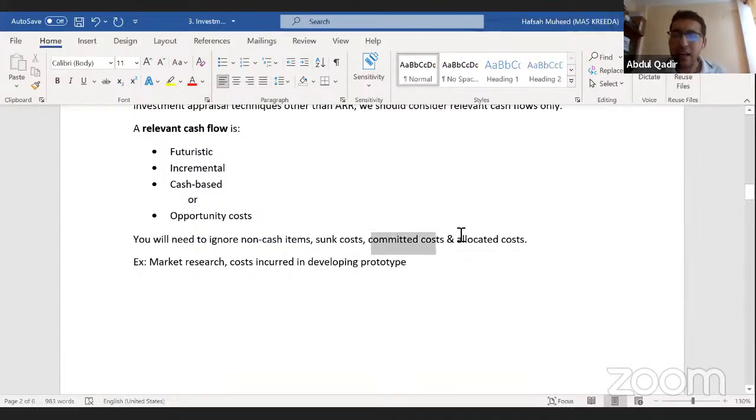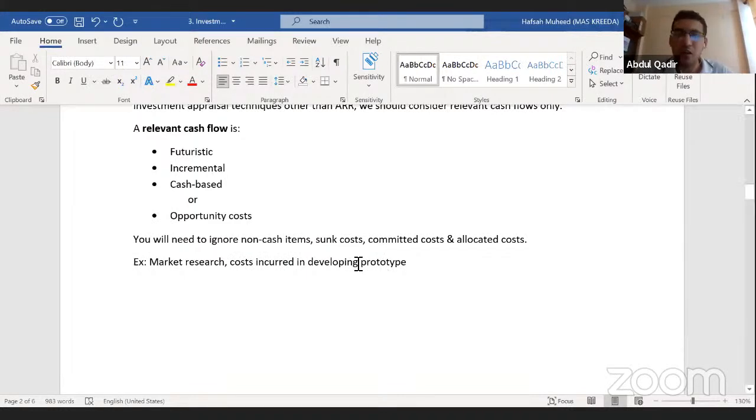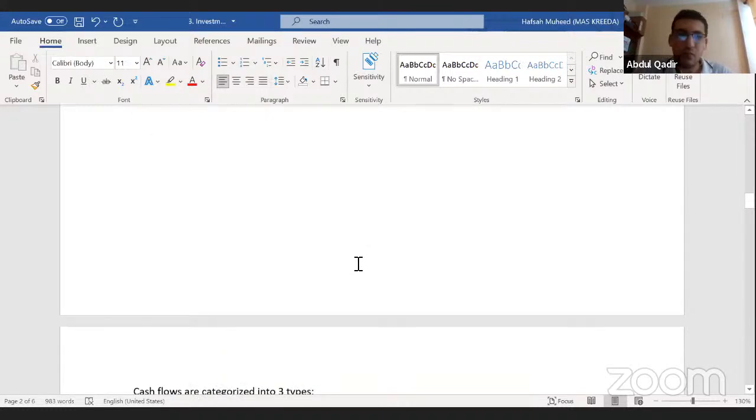And committed costs and allocated costs mean, maybe you have already agreed to pay a rent for occupying a certain space, and it's non-refundable, things like that. So all of those you cannot consider in your investment appraisal. Examples are market research. Sometimes they include costs incurred in developing a prototype. A prototype means a sample product. So you might incur some costs before you implement the project. All of these are cash flows you cannot consider.